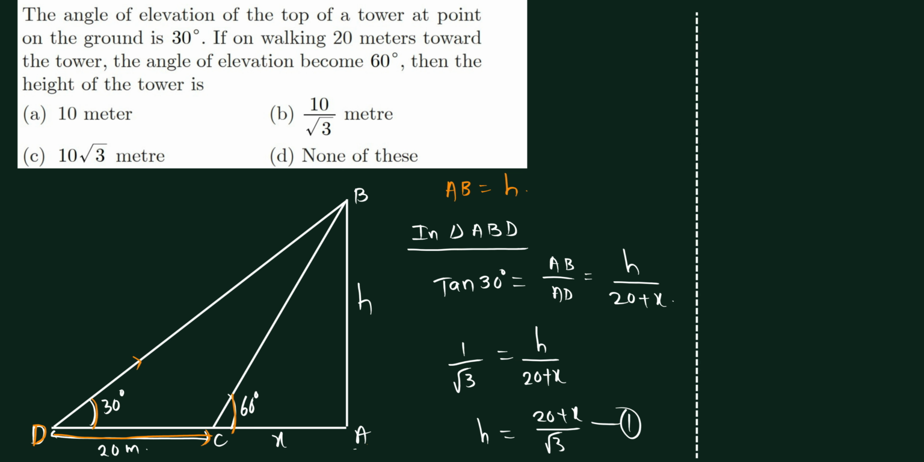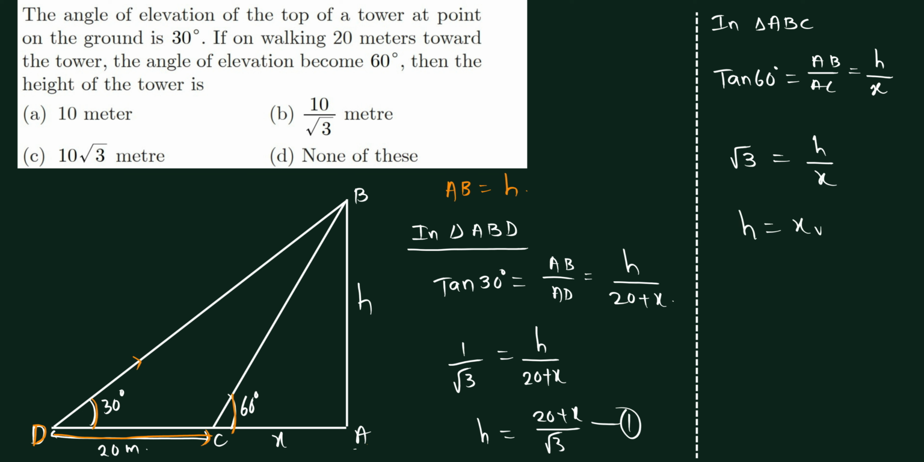The next one is, you take the triangle ABC now. In triangle ABC, again you apply tan. Tan 60 equal to AB by AC. What is the AB value? AB value is the height of the tower, that is H. What is the AC value? AC value is X. So H by X. Tan 60 value is root 3. So root 3 equal to H by X, and H equal to X root 3. This is equation 2.